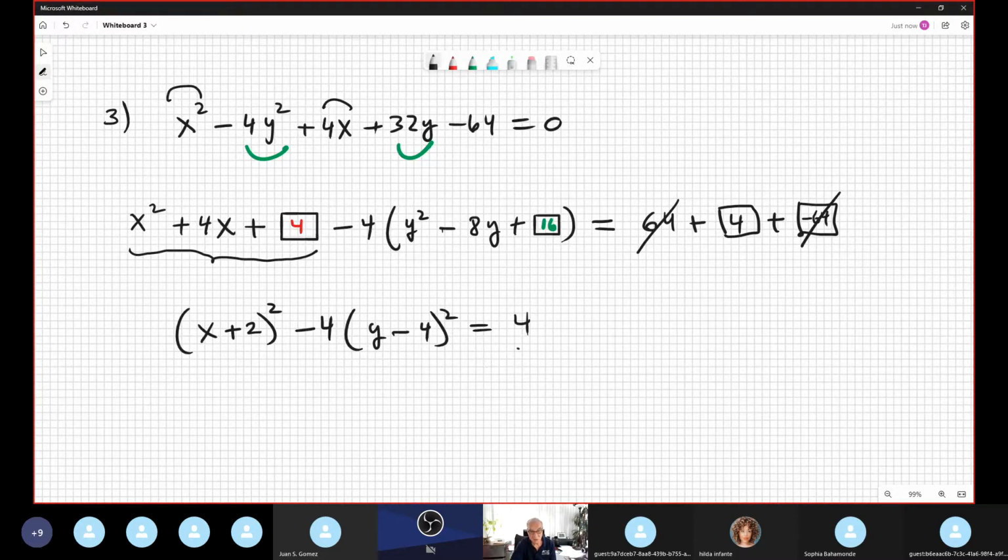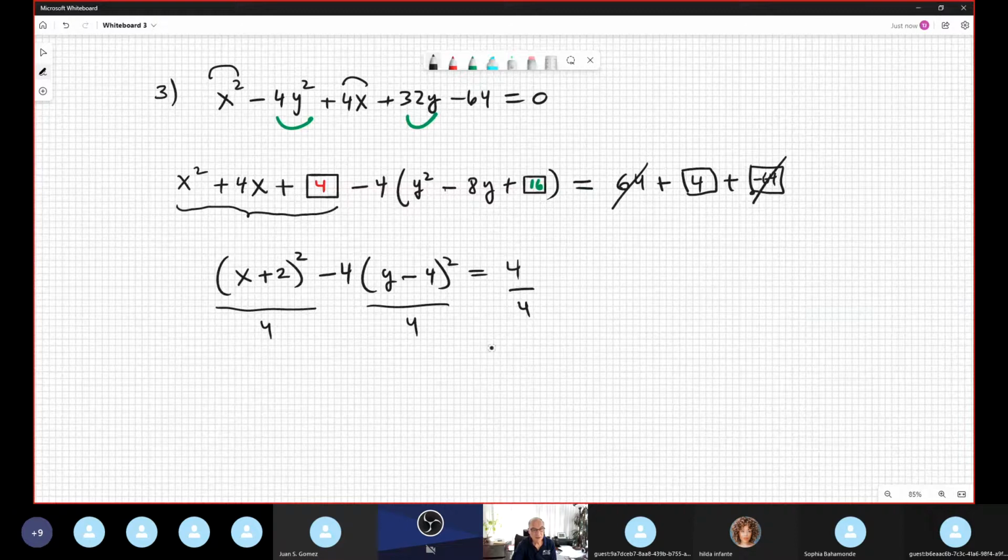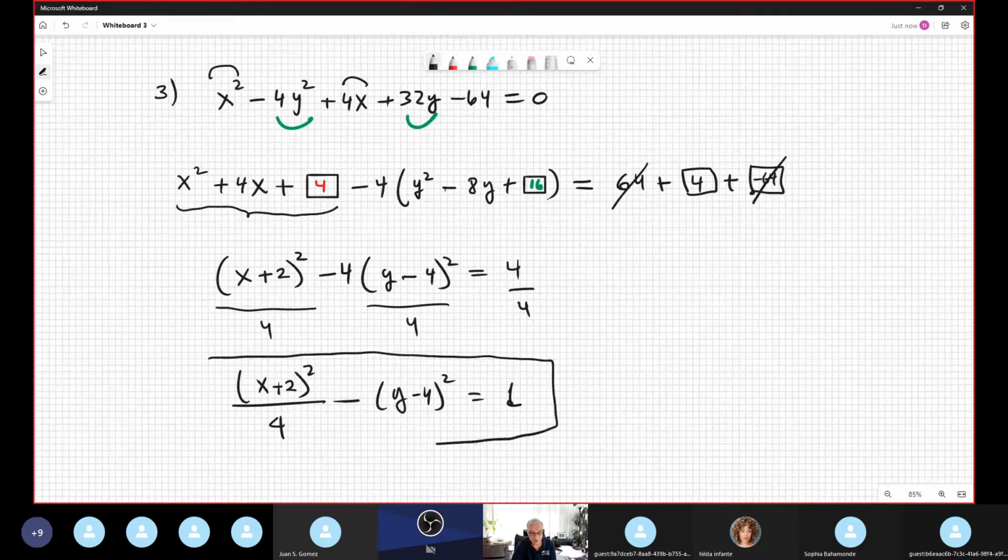No, I need to divide it by 4. The right-hand side must be 1. Okay, so now my definitely standard equation is x plus 2 squared over 4 minus y minus 4 squared over 1, because 4 divided by 4 is 1, equal 1. Boom. This is my nice standard.